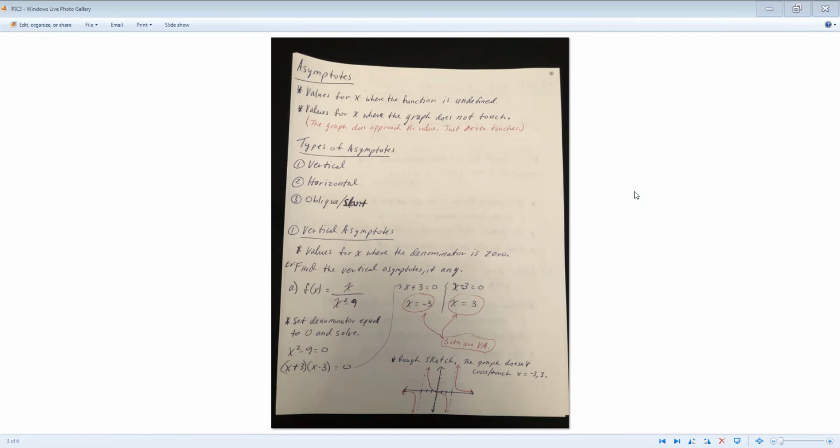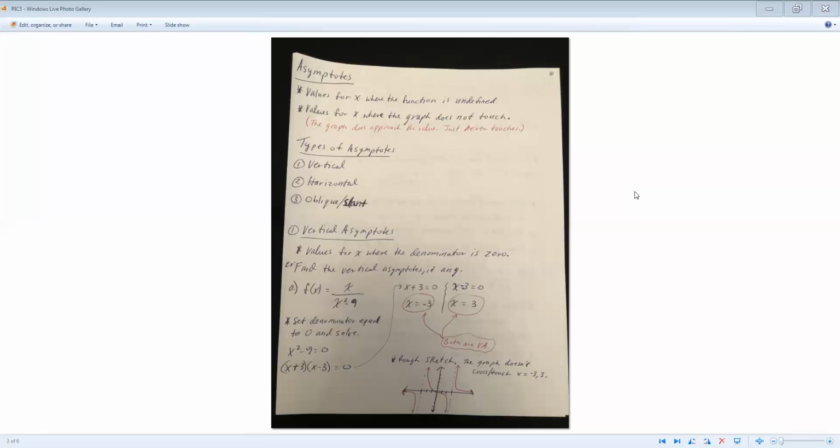So there are three types of asymptotes. One is your vertical asymptotes, two, horizontal asymptotes, three would be your oblique or slant asymptotes. So let's look at the first type, vertical asymptotes. There'll be values for x where the denominator is 0, or in other words, values for x where your rational expression is undefined.